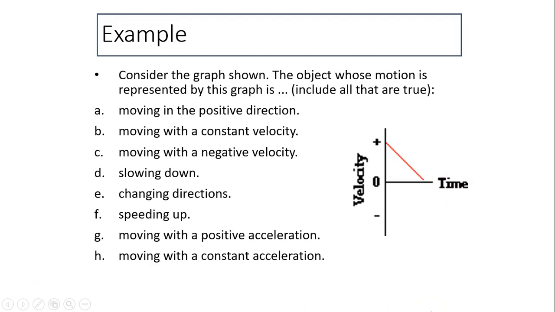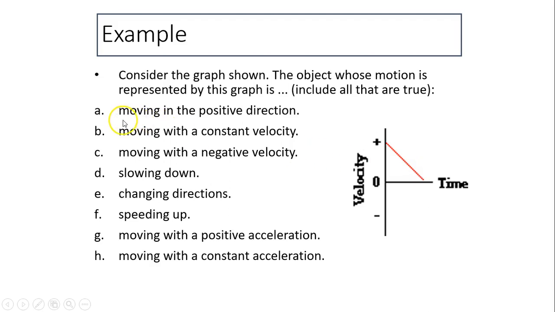Let's take a look at this example. Consider the graph shown. The object whose motion is represented by this graph is... include all that are true. So this one shows velocity is positive because it's above zero, velocity is decreasing. That means you're slowing down. And you also know acceleration is constant negative.